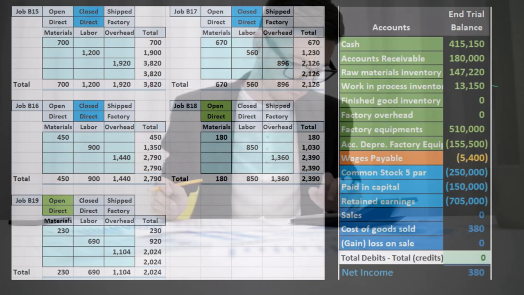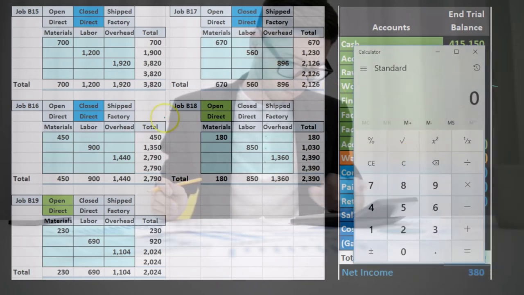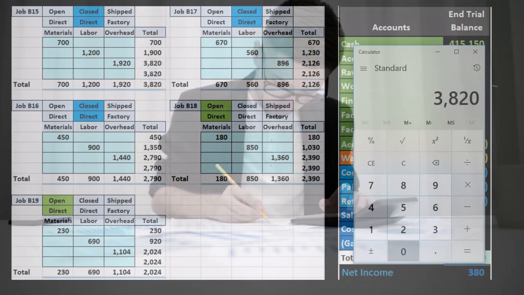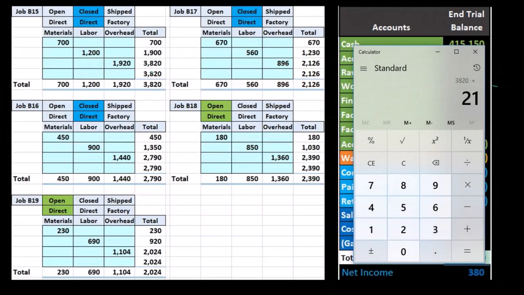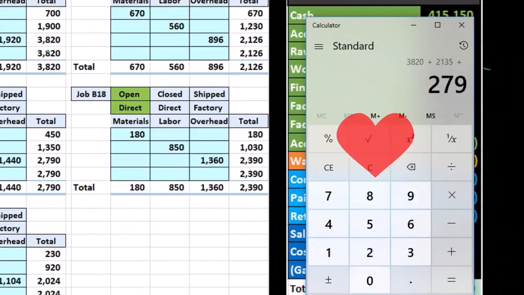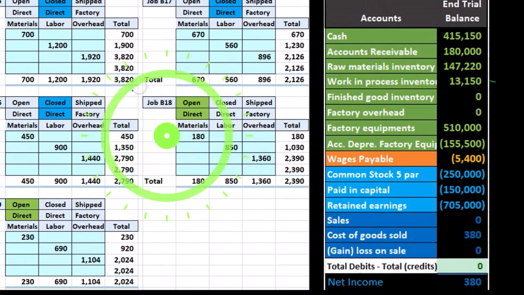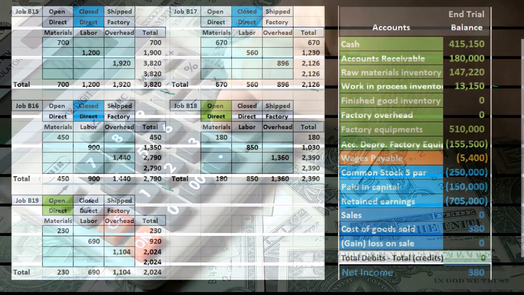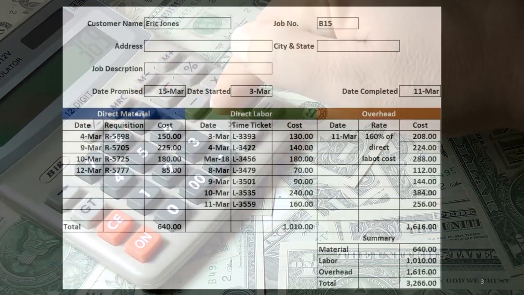So the journal entry, according to the numbers we have here, we're going to say, okay, these three blue jobs we're going to move. So that's going to be the 3820 plus the 2126 plus the 2790. So that's going to be these three items here. And we're going to move those out, and we're going to put those into finished goods. So let's do that now with a journal entry.